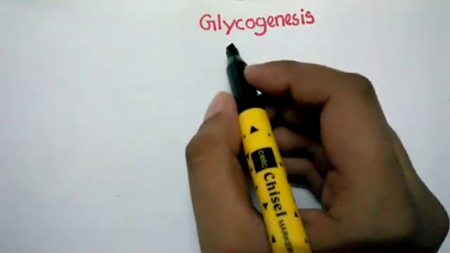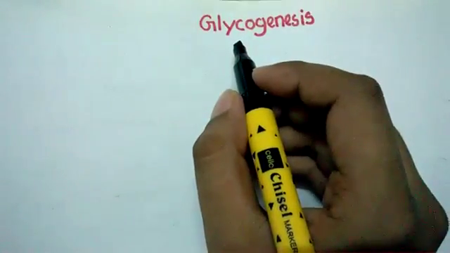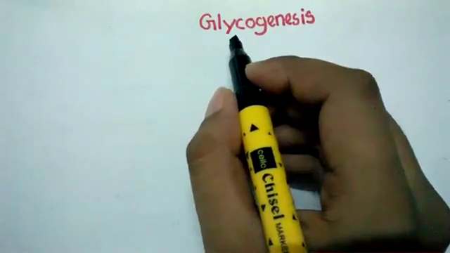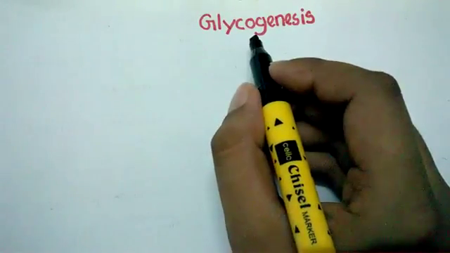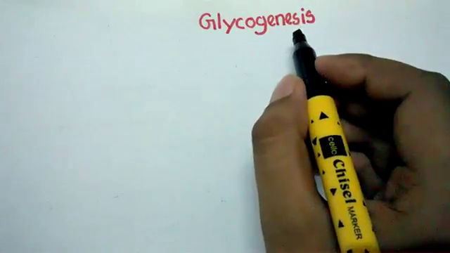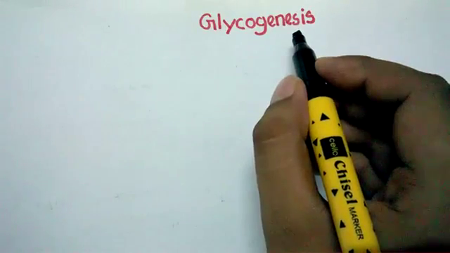Hi, in this video, I'm going to talk about glycogenesis. Let's break the term. Glyco means glycogen here and genesis means formation. So basically this means glycogen formation.